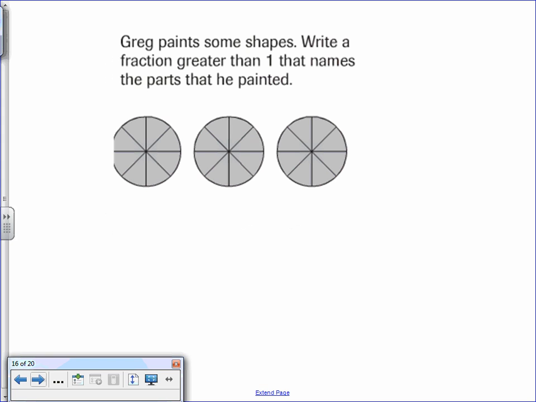Greg paints some shapes. Write a fraction greater than 1 that names the parts he painted. Hint, there are 8 pieces to each. What's the denominator I'm using? Kyle? 3. Wait, no. How many answers? What's the answer? 24. What's the denominator? There are 3 wholes, right? There are 3 wholes. So 24 divided by what number is 3? 8. Because each one is divided into 8 pieces.